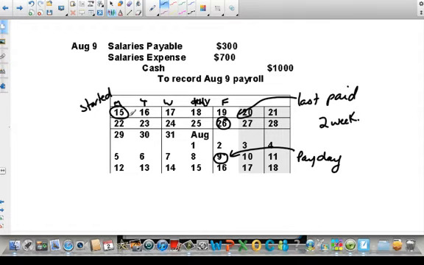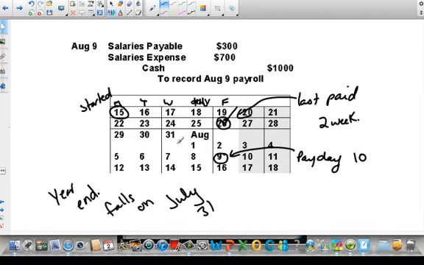Okay, so she started here, she's been paid, and now she has 1, 2, 3, 4, 5, 6, 7, 8, 9, 10 more days until payday. However, the year end, which is always the problem, falls on July 31st. Now, as you know, at the year end, you need to do accruals, adjustments to bring accounts up to date. And we have an expense here, an accrued expense that we need to record.